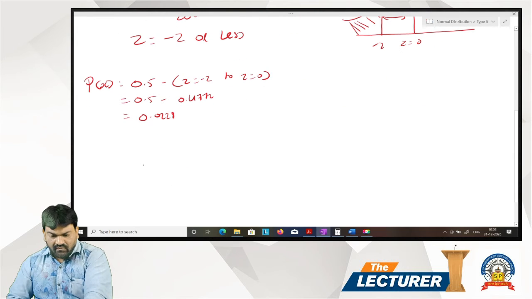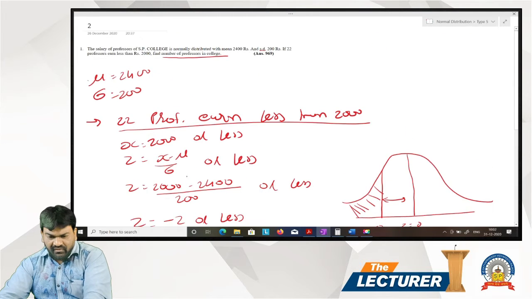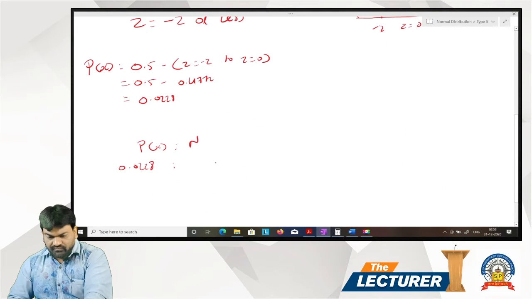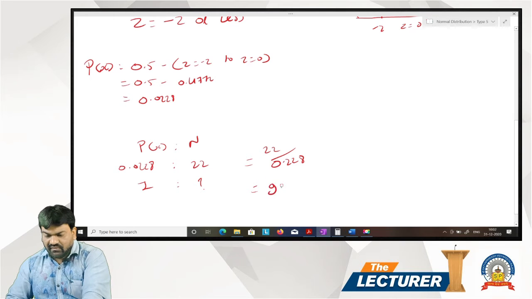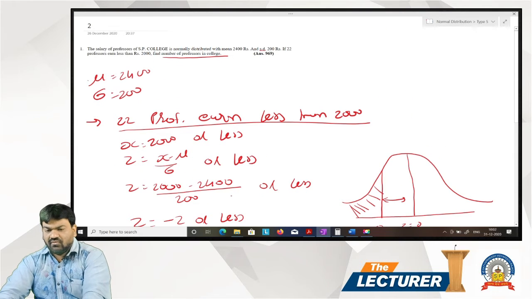Okay. The probability is 0.0228, and then how many professors are there? 22. So when the total probability is 1, how many? 22 divided by 0.0228, that is 964.9, that means 965. Total there are 965 professors in the college.